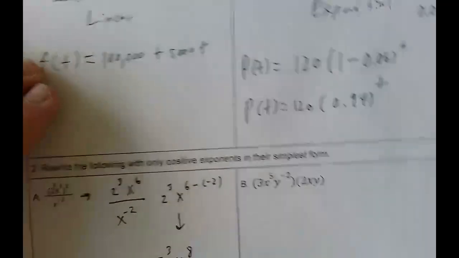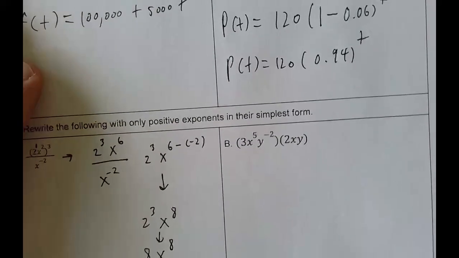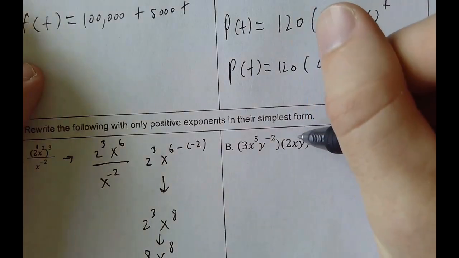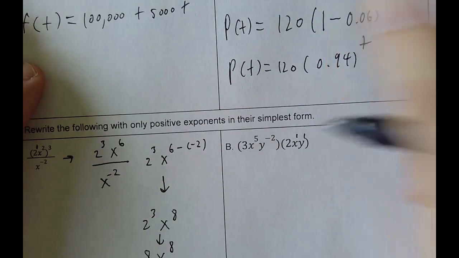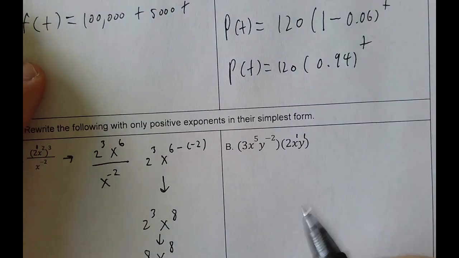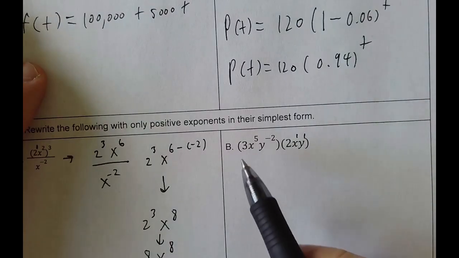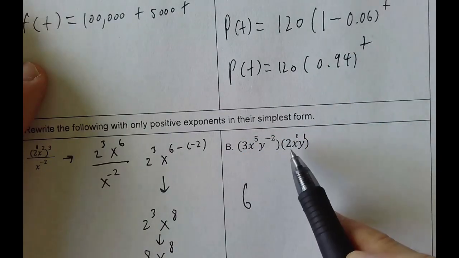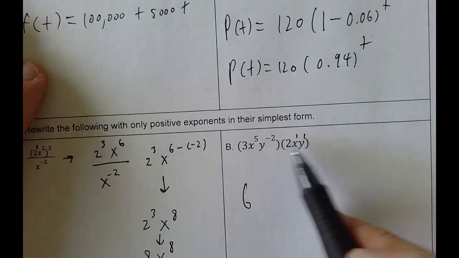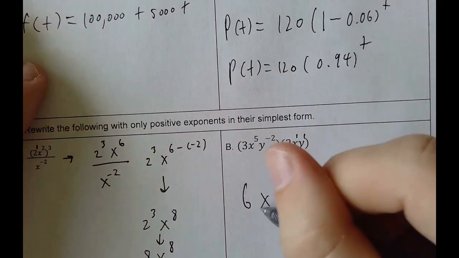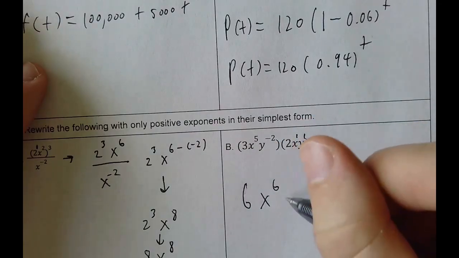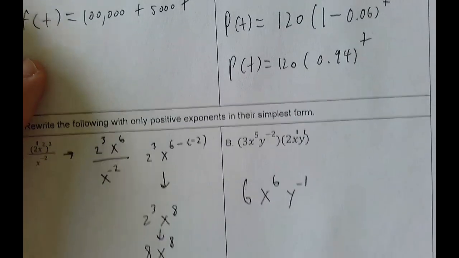Let's do one more for practice. So here we have a product, or multiplication. So remember again that these guys over here have a little 1 and a little 1 here, okay? And here you kind of go with like terms, right? So 3 times 2 is 6. X to the 5th times x to the 1, we add them, that's x to the 6th. Y to the negative 2 times y to the 1, that's y to the negative 1.